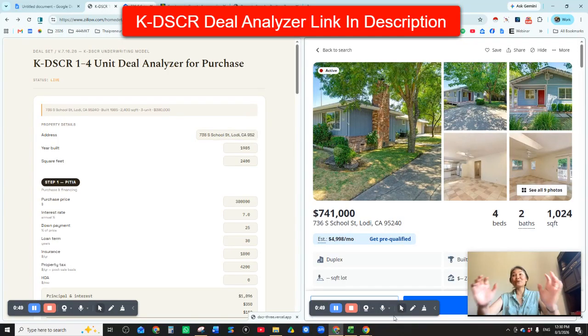Today I'm going to show you a live listing on Zillow in Lodi. I don't know if you know Lodi. Lodi is in Northern California. It's a winery area. It is beautiful. I live not too far from there. I love Lodi, so that's why I'm going to show you a Lodi listing.